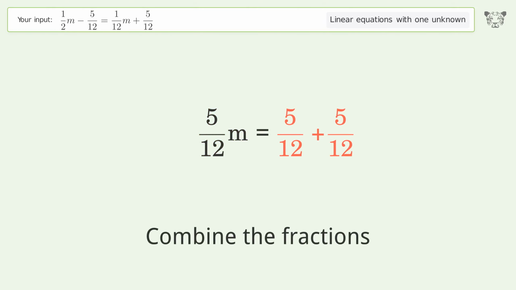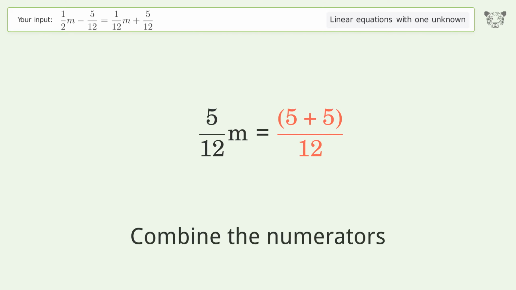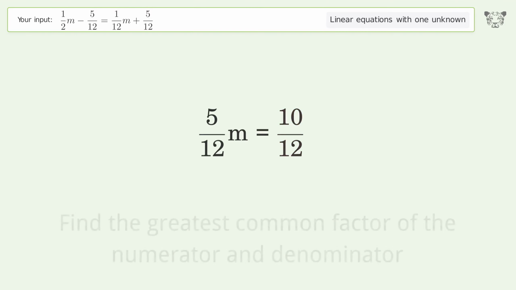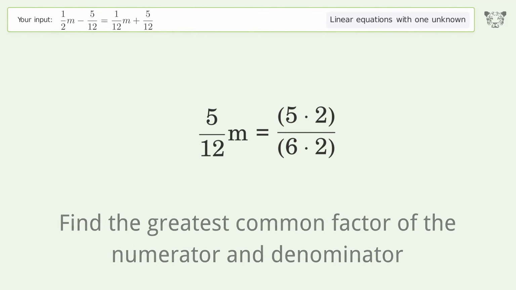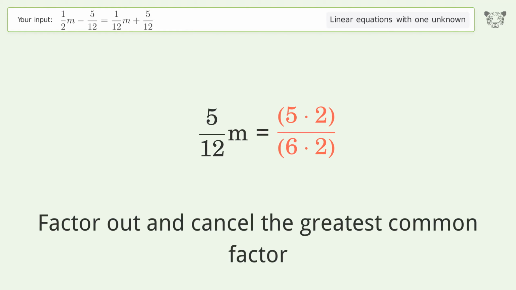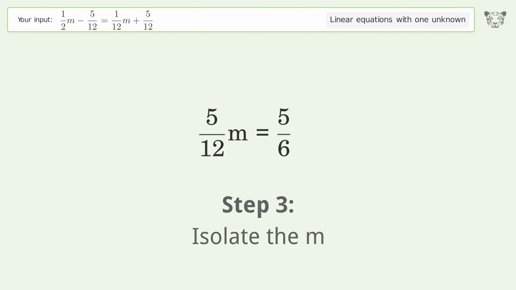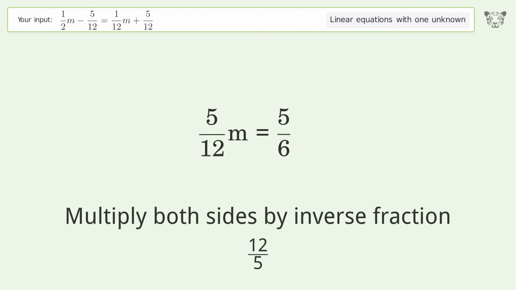Combine the fractions. Combine the numerators. Find the greatest common factor of the numerator and denominator. Factor out and cancel the greatest common factor. Isolate the m. Multiply both sides by inverse fraction 12 over 5.